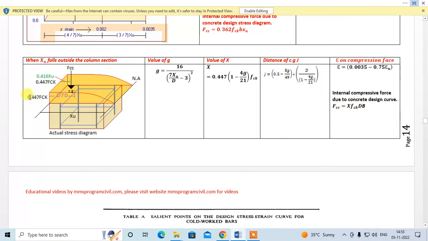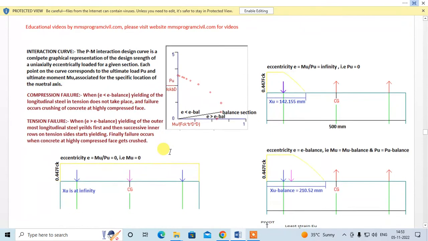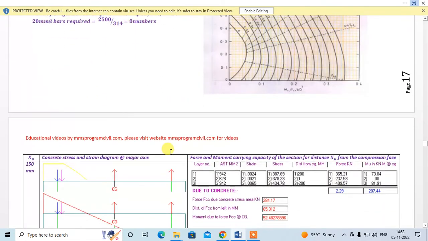First find x fck. Once you know x, this will be your x fck. This is your D, and this is your B. This is how you find Fcc. Also find j. j is the distance of the force from the compression face. This will be your j, right? Let me return to the problem.